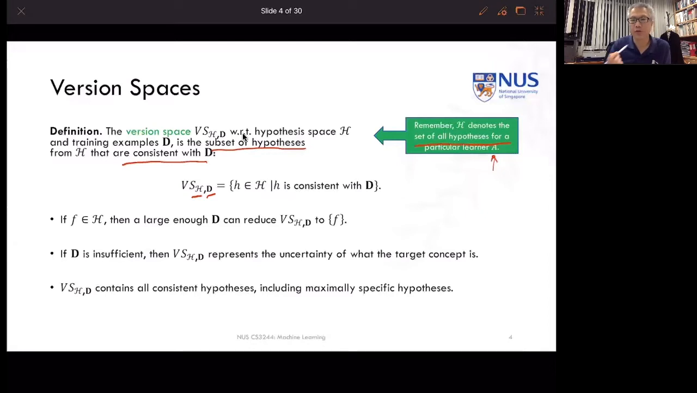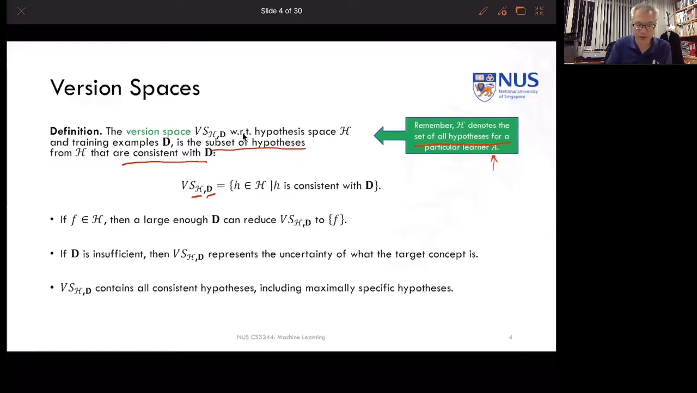As we talked about, the FindS algorithm just picks one particular hypothesis that's maximally specific and consistent with D, but there could be more than one. Using the version space, we hope to represent all of the hypotheses that are consistent.